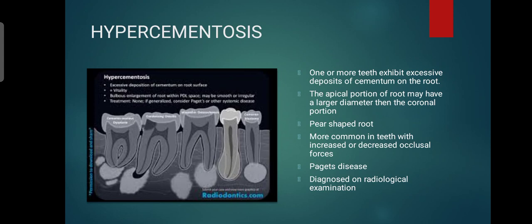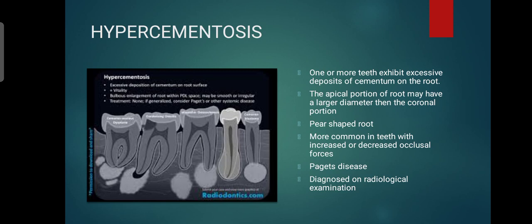Hypercementosis is more common in teeth that are subjected to either increased or decreased occlusal forces. In both of them, hypercementosis can occur. It is particularly seen in the teeth of patients with Paget disease or hyperpituitarism, and on adjacent teeth in areas of chronic inflammation. Where there is chronic inflammation, the adjacent tooth can have hypercementosis.